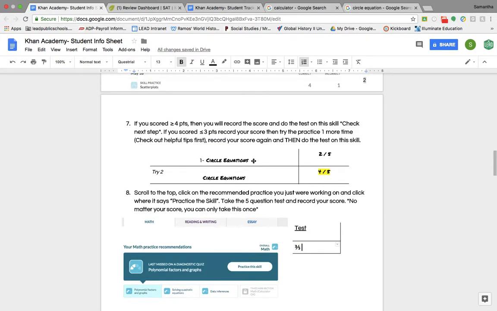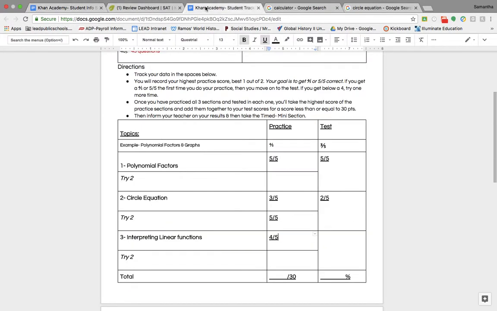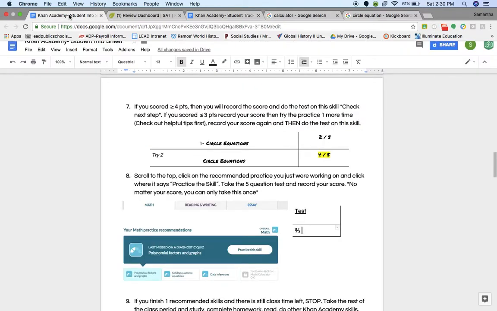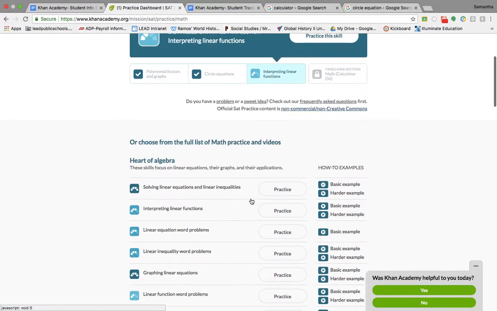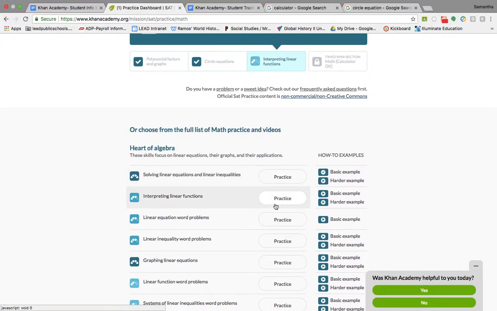Now, all right, I got a 4 out of 5. Let's go ahead and make sure we write that down. So I don't need to do the practice. If I go back here, practice, if I go back to interpreting linear, I don't need to do it a second time. Awesome. So let's relook, double check.